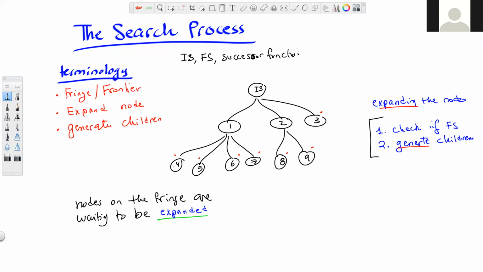And now I'm going to pick one of them. And let me say I picked 8. So let's again remember, what does it mean to expand 8? First, check if it is the final state. If it is, we're done. That would be the path, the solution. If not, I do what to its children? Type a word. I did the first step, it failed. I'm going to the second step, I'm going to generate the children. Okay, now I'm going to make one last observation and we're going to be done with this picture.